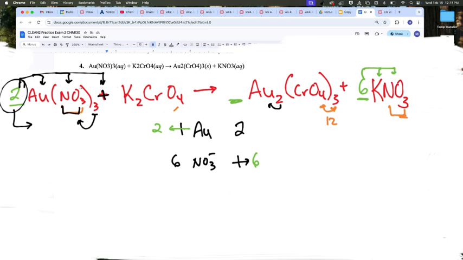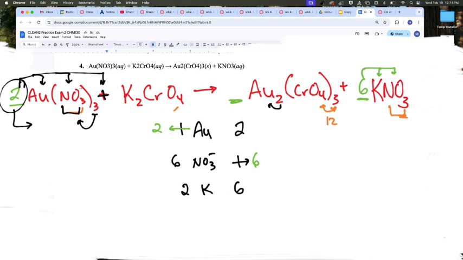Now I'll move to the next thing on my list. What's the next thing? Potassium. How many potassiums do I have on the left? 2. How many potassiums do I have on the right? 6. I have 6. Because I've put that coefficient in there, I've already counted, and I know that that's now 6. If I'd counted the potassiums first, I would have had a number 1 there, and I could have gotten confused because it's not a 1, it's a 6, because I changed the coefficient. Does that make sense?